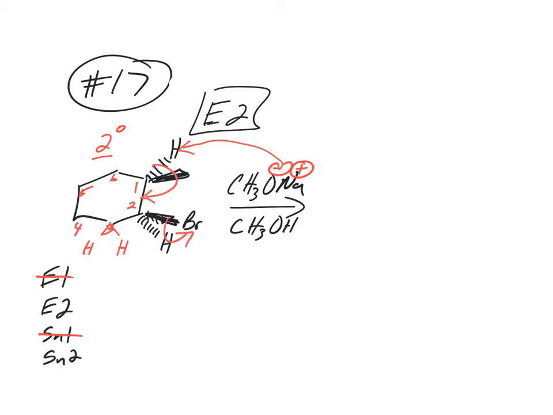E2 reaction. What's our product going to look like? We get a new pi bond between which two carbons? 1 and 2. So that's there, 1, 2, 3, 4, 5, 6. E2 product, Zaitsev product, most substituted product.